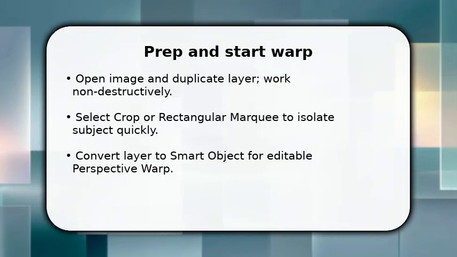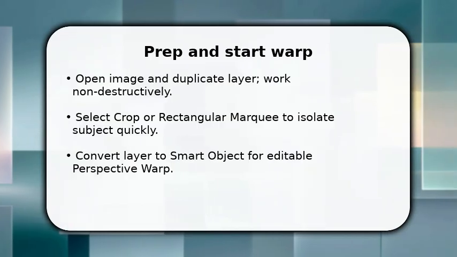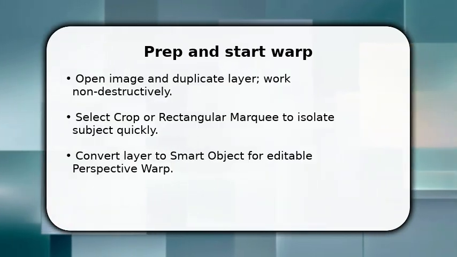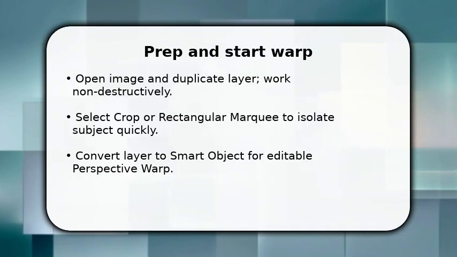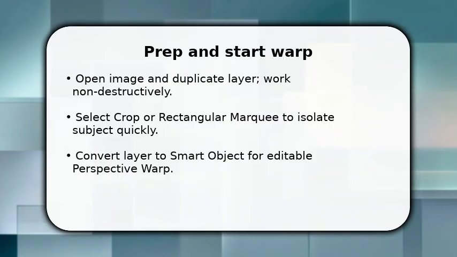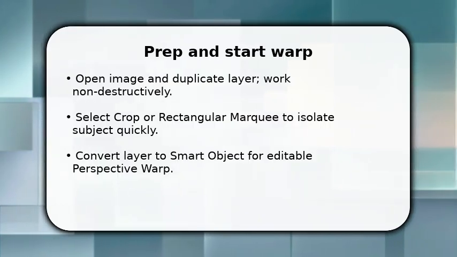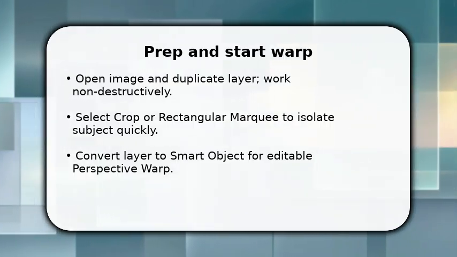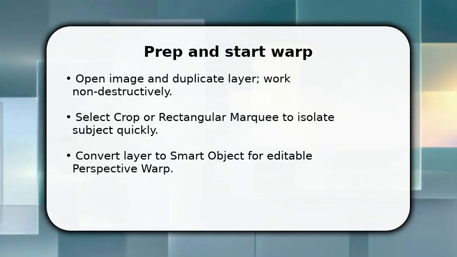You've prepared a duplicated smart object so you can edit non-destructively. Now start Perspective Warp. First, choose Edit Perspective Warp and click once to place the first quad. You want that quad to align with the nearest plane of the object. Think walls, windows, or vehicle sides, so drag corners to match perspective lines.